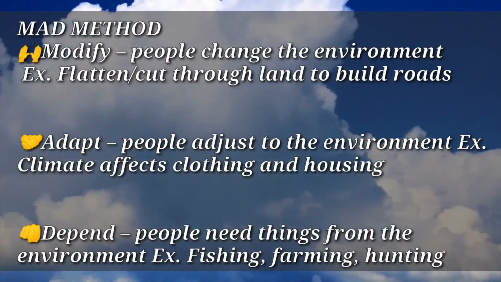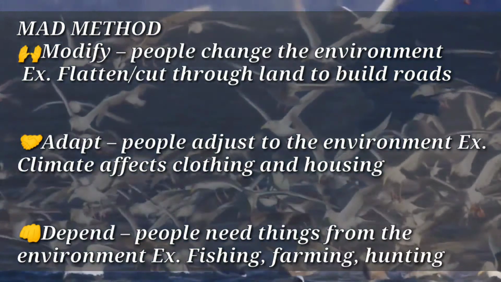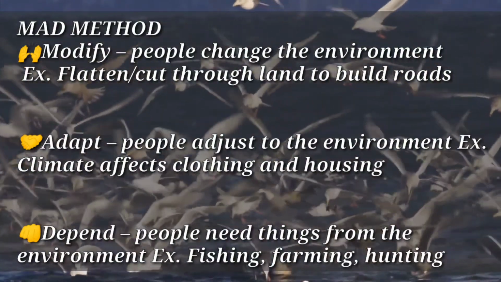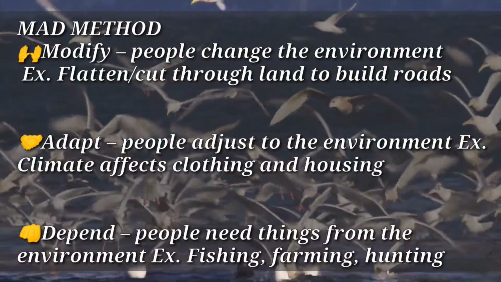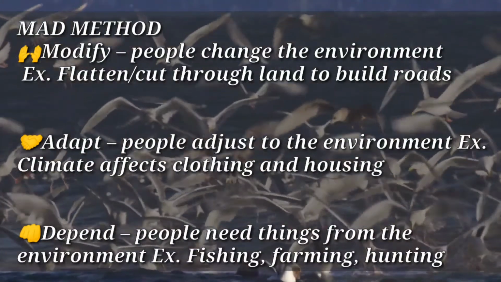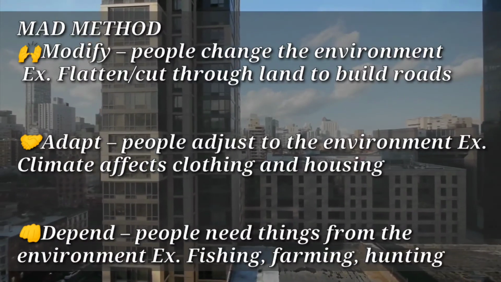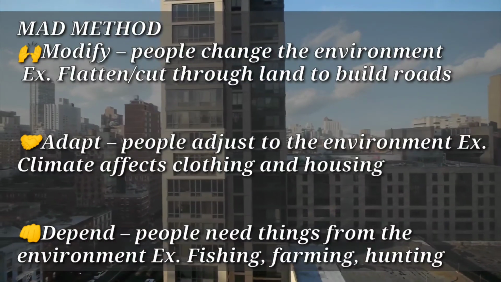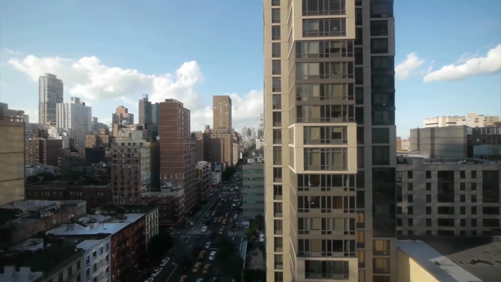Next one is to adapt. People adjust to the environment. For example, climate affects clothing and housing. And lastly, we have to depend, that people need things from the environment like fishing, farming, and hunting. But in return, we have also the obligation and responsibility to care for our Mother Earth, to care for the planet that bears us.